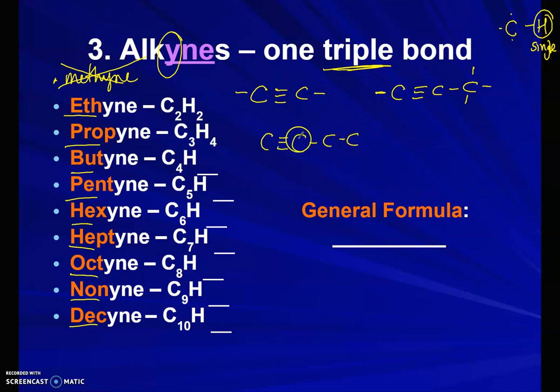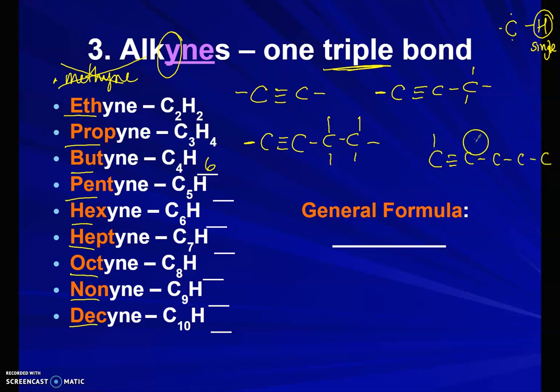Butyne would be two carbons in a triple bond, then you would have two more carbons after it. Then you would have one hydrogen, no hydrogens, then you would have two, and then you would have three, for C4H6.